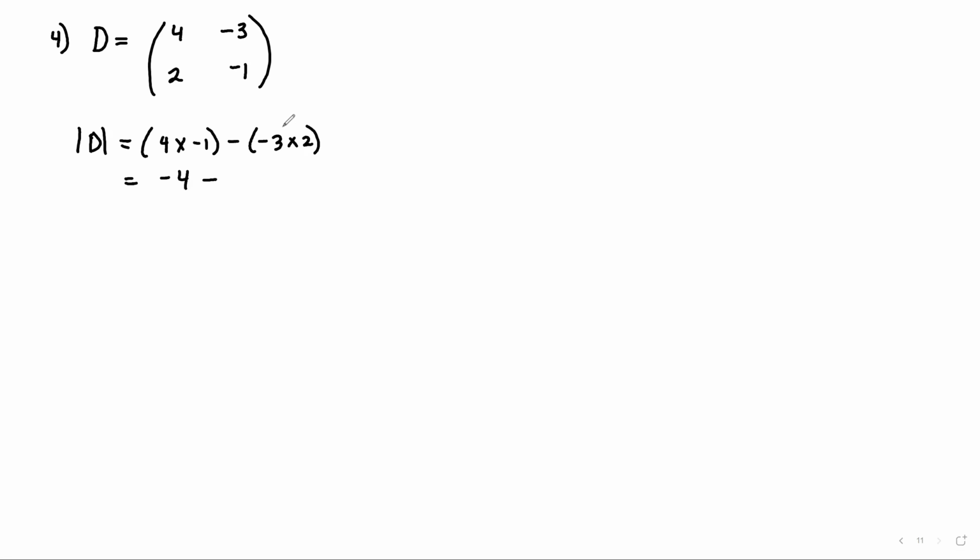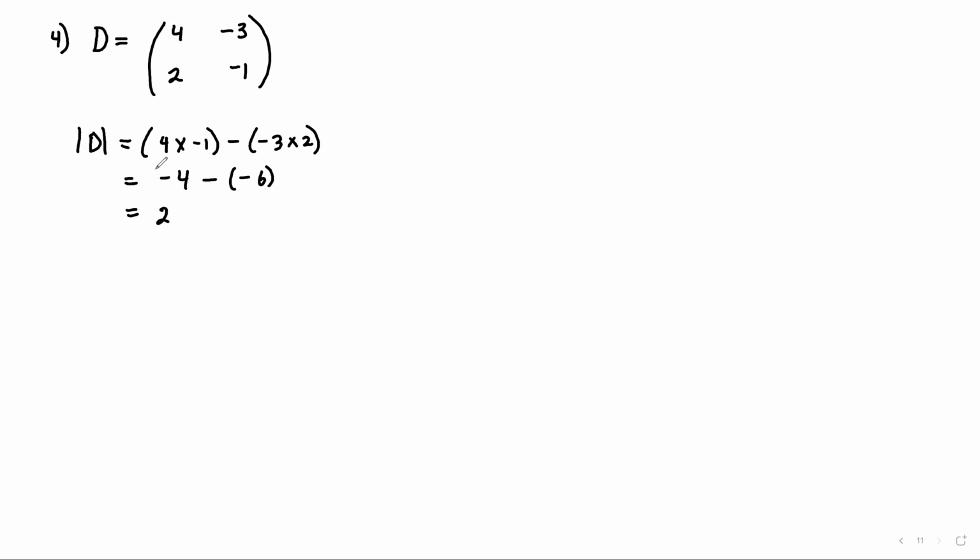This is D. D is given as 4, negative 3, 2, negative 1. First thing, let's find the determinant of D. That would be 4 times negative 1, take away negative 3 times 2. 4 by negative 1 is negative 4, minus negative 3 times 2, which is negative 6. So this would be negative 4 plus 6, which is positive 2. So the determinant of D is positive 2.